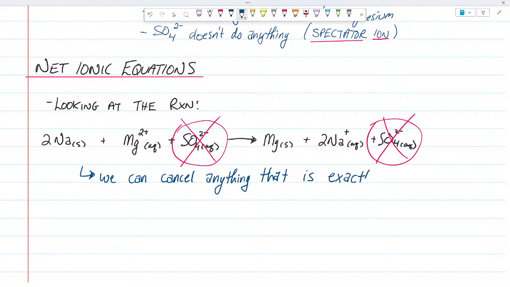Now, they have to be exactly the same on both sides. Can we cancel solid sodium with sodium ions? No, they're different things.